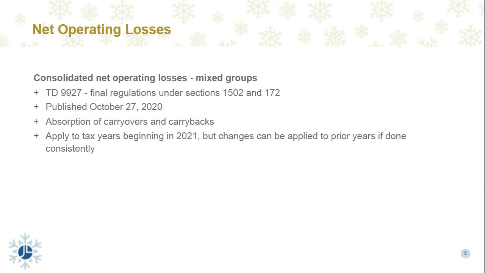So the IRS listened to the industry and essentially came up with final regulations just last month, at the end of October. They published these regulations, and they relate to the absorption of carryovers and carrybacks in a mixed group environment. It applies to tax years beginning in 2021, but these changes can be applied to prior years if it's done consistently. So if you haven't filed your returns yet and you can apply these rules consistently, you can do that.